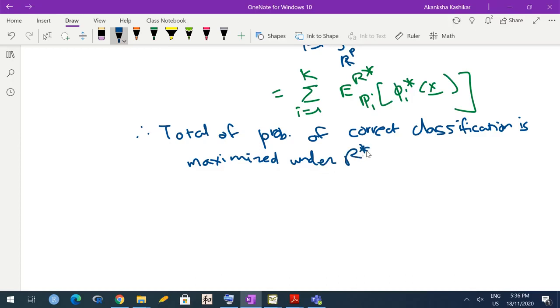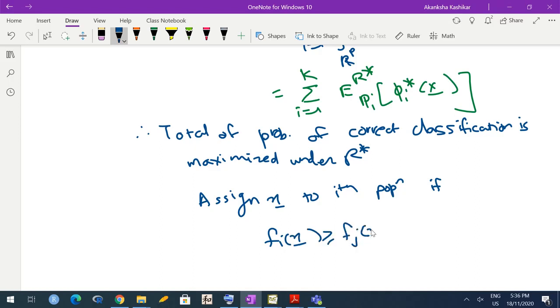Okay, so my classification rule in the K population case is: assign x to the ith population if f_i(x) is greater than or equal to f_j(x) for every j. Okay, for every j. You can write it in terms of log also.